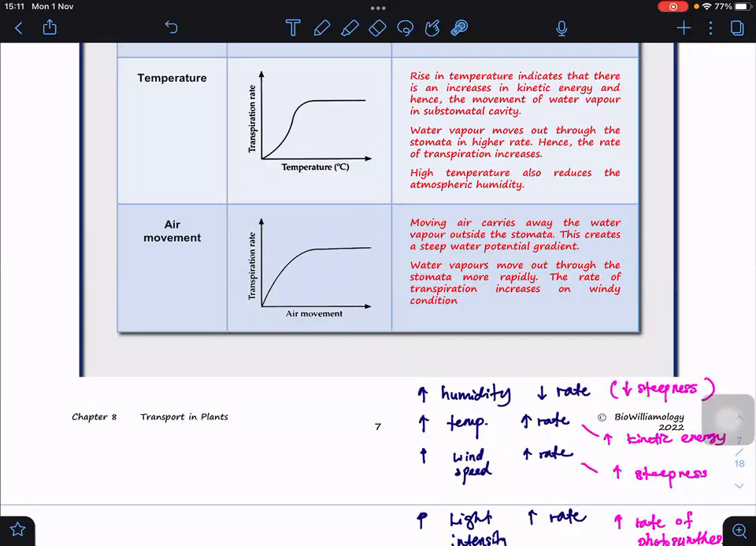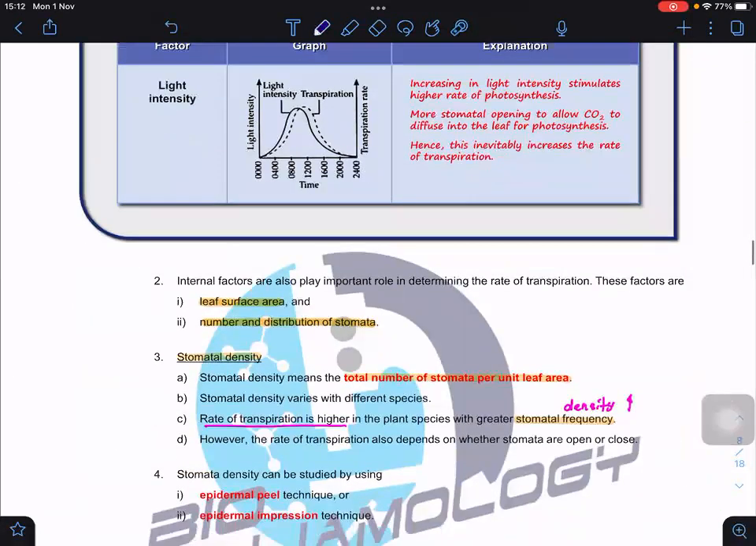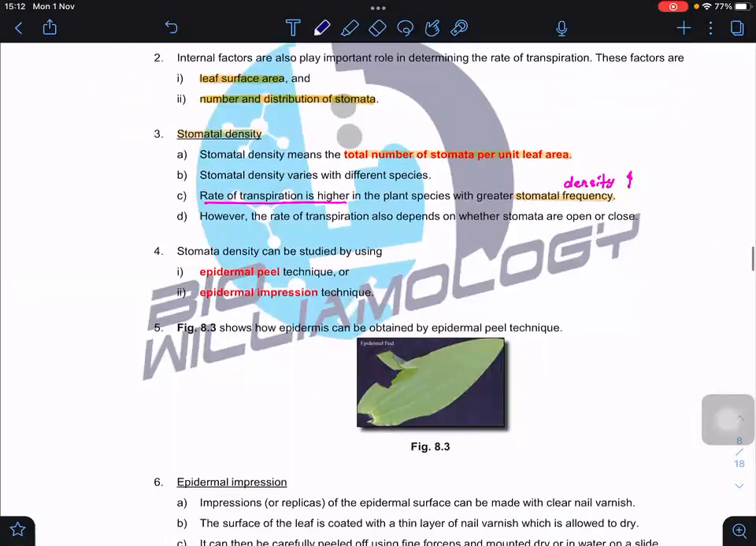Because of stomatal closure due to a hormone called ABA. ABA is a hormone that is released when the plants experience water stress. This one we're going to learn in A2. Stomatal closure can be controlled by the plant, but stomatal density cannot be controlled. You cannot decide, oh, I want to have 10 stomata density, or I want to have 20. Impossible. But we can study the effect by looking at how the distribution of the stomata and the stomatal density affect the rate of transpiration.